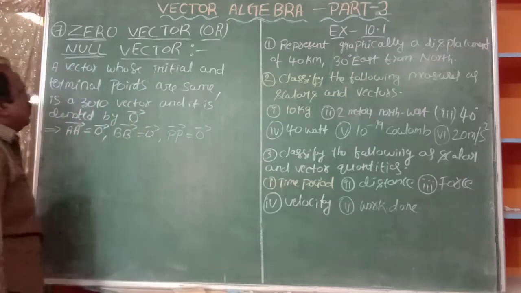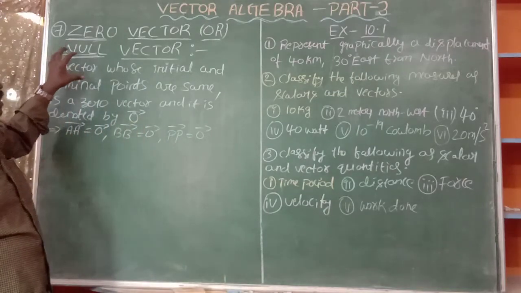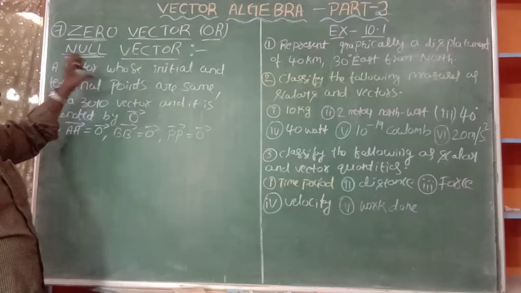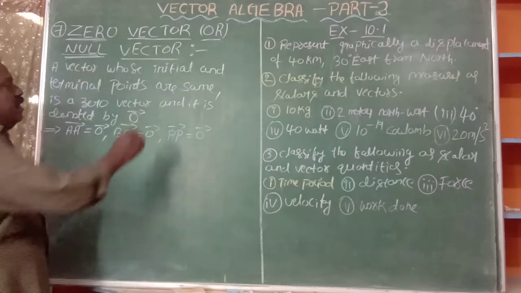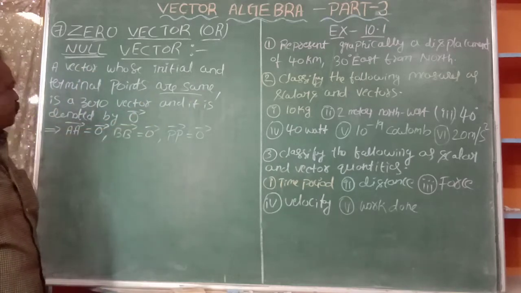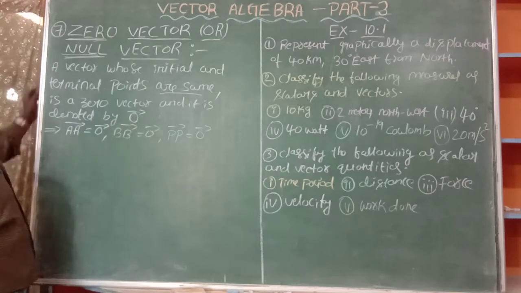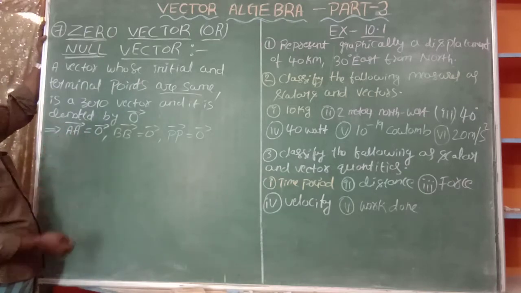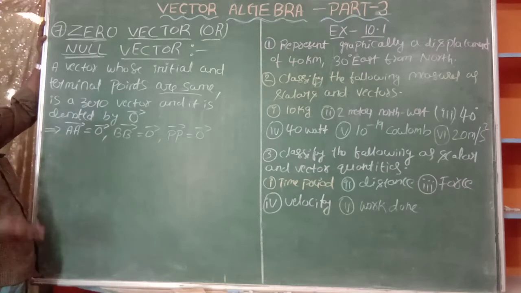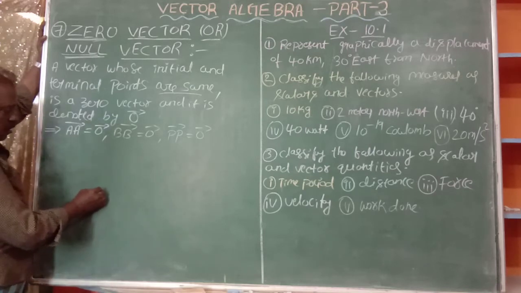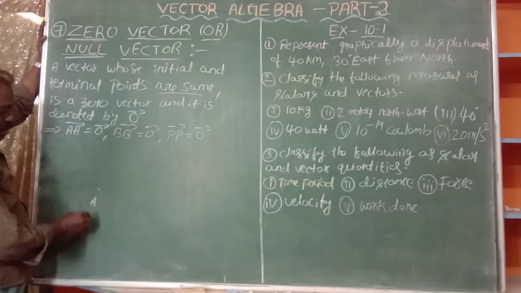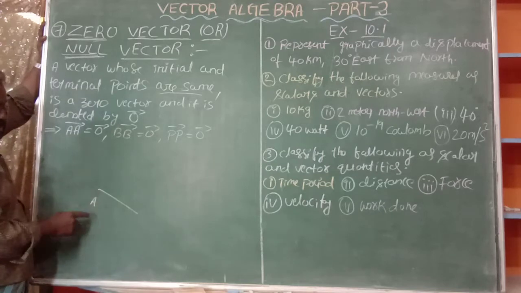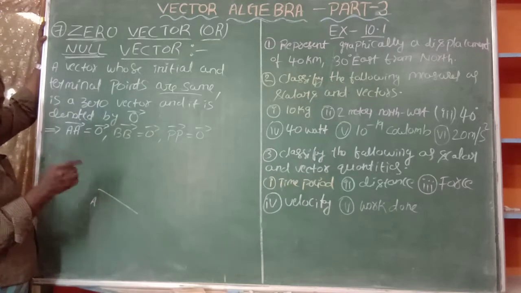What does it mean? The null vector or zero vector is a vector whose initial and terminal points are the same or coincident. Here, one doubt is there. We may feel that zero vector means its magnitude is 0. Not that. Suppose A is a point. A particle, a body starts its motion from A. So A is the initial point.